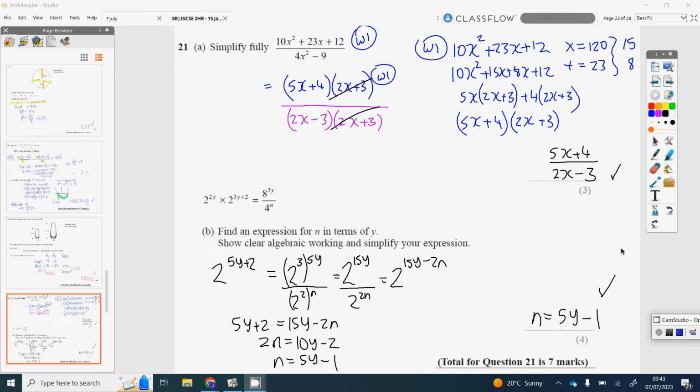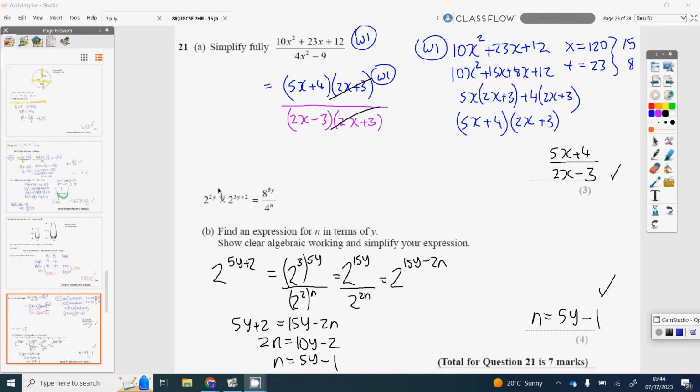Part B. Now I want to have a common base number here, which is always going to be the smallest number. So I've got a 2 here, a 2 here. I want to turn this 8 into 2 to the power of something. Well, 8 is 2 to the power of 3. And I turn the 4 into 2 to the power of 2. So on the right-hand side, I'm just rewriting it with the base being 2.